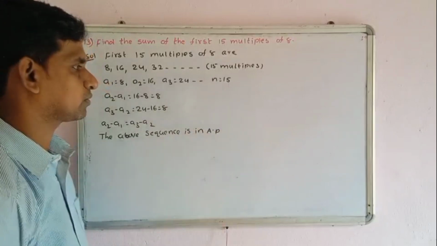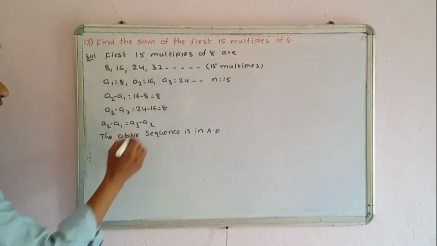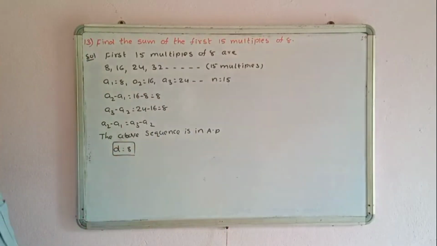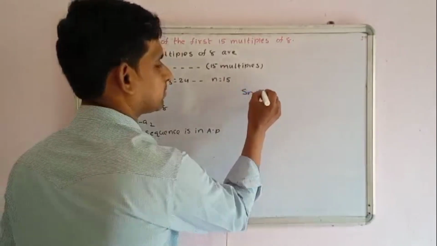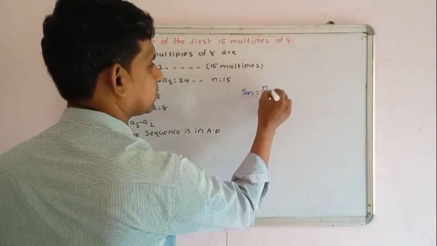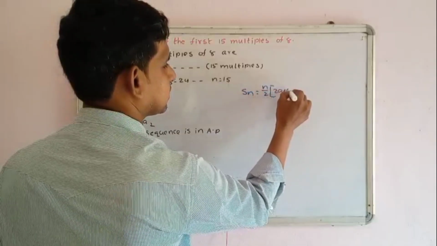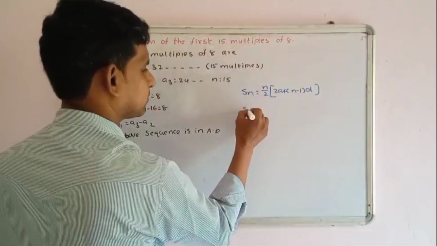What is the common difference here? Common difference d equals A2 minus A1, that is 8. Now we will find the sum of the first 15 multiples. What is the sum of the first n terms? Sn equals n by 2 into 2a plus (n minus 1) into d. Now I want the first 15 multiples of 8.